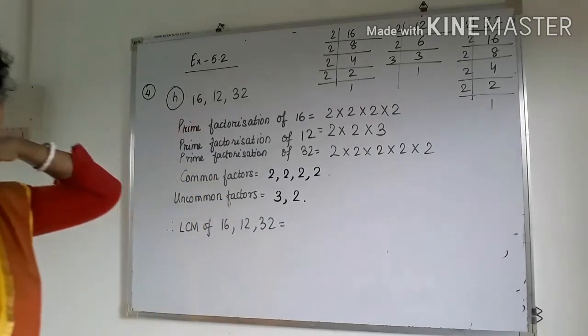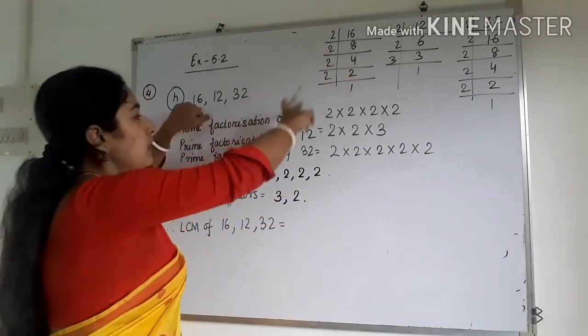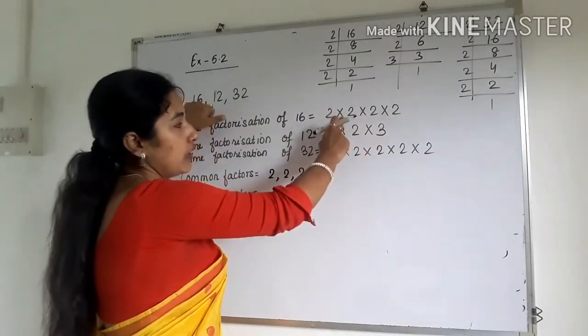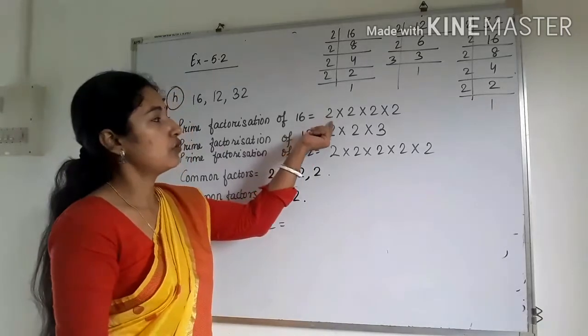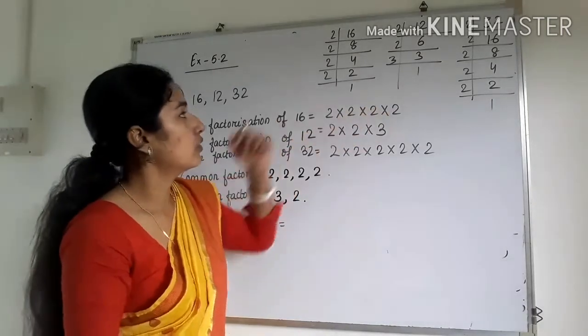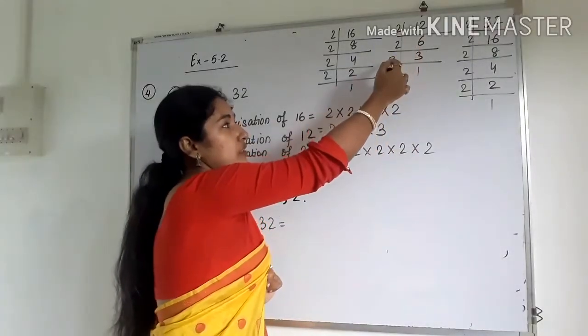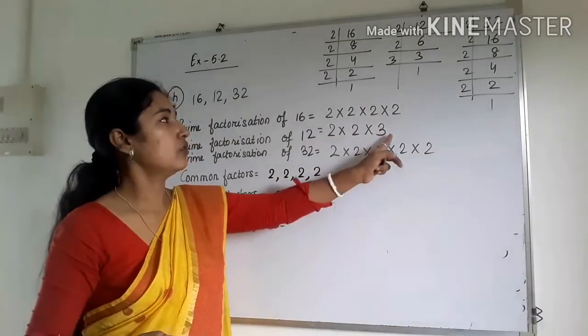So another question, from question number 4 I have taken part H. Here there are three numbers given. Like that only, we first find the prime factorization of 16, which is the same, okay. Already we have done in question A, so 2 into 2 into 2 into 2. Next 12, okay. 2 6s are 12, 2 3s are 6 and 3 1s are 3. So the prime factorization of 12 will be 2 into 2 into 3.